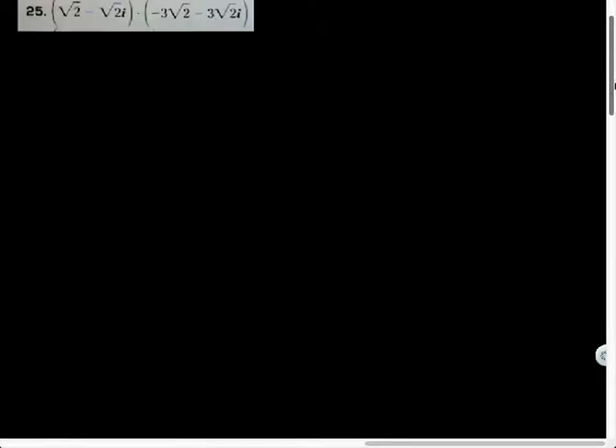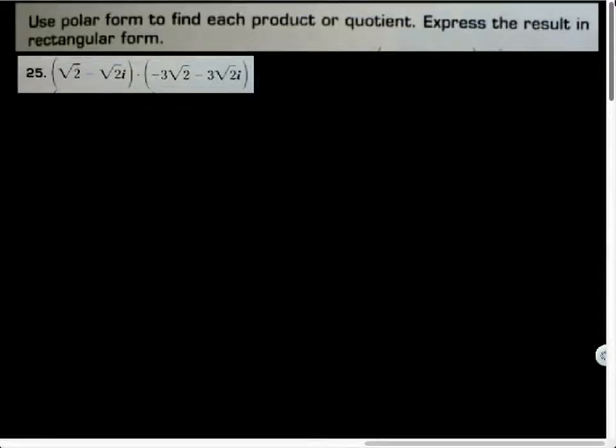So, last example, here's question 25. It says, use polar form to find each product or quotient, and express the result in rectangular form. First of all, these are both in rectangular form, so in order to go back, I'm going to have to find my r and theta. R is equal to the square root of a squared plus b squared. Tan theta is equal to b over a. There we go.